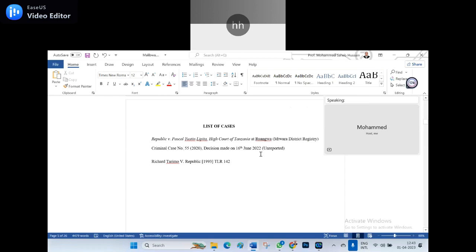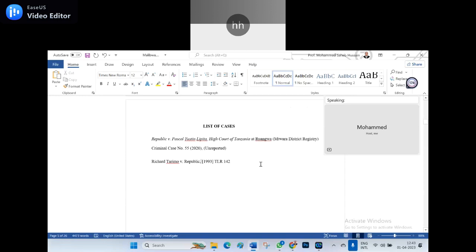You need not write "decision made." You can remove it. Just write unreported, enough. And all these should be in italics. The title of the case law should be in italics. And write Richard Tarimo versus Republic, comma. You write the comma. Next, TLR.